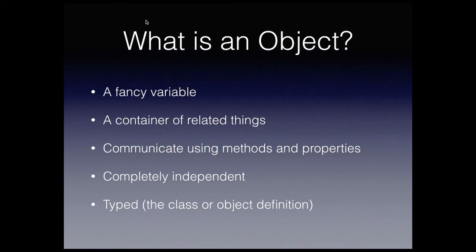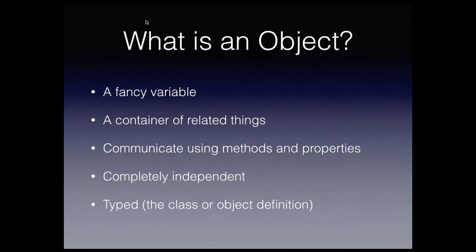So what does it actually consist of? Well, like I said, you can think of an object as a fancy variable. Now, you've all used variables in your code. You've used things like strings and integers and doubles or whatnot. And those are simple variables. They can only store one thing. But an object, being a fancy variable, can contain all kinds of things. And these things are generally related. It wouldn't be a very good object if it had a bunch of random things in it. So you want to have your object contain related information.